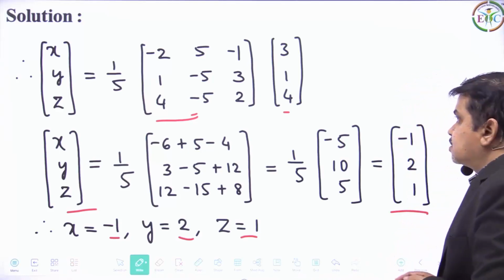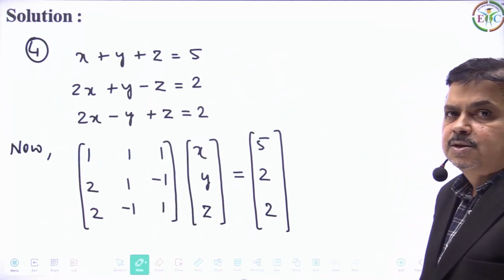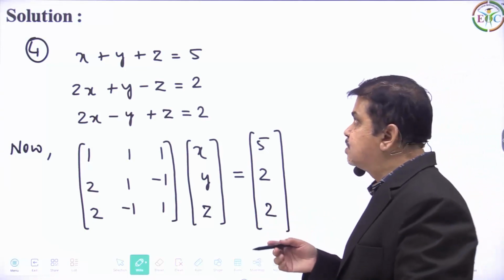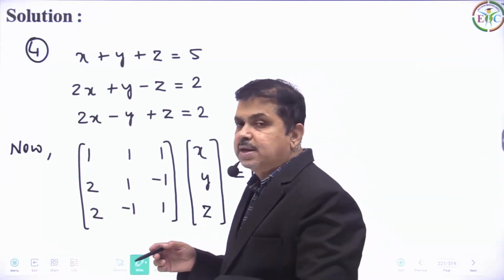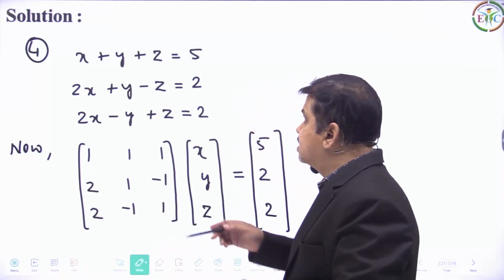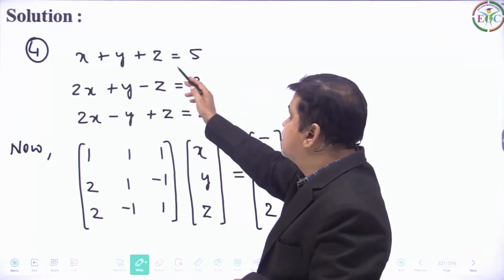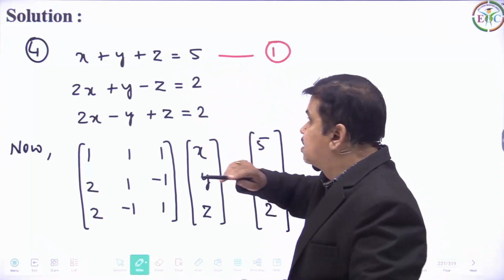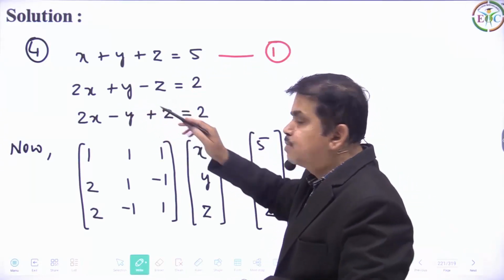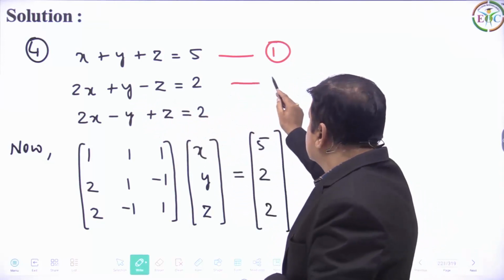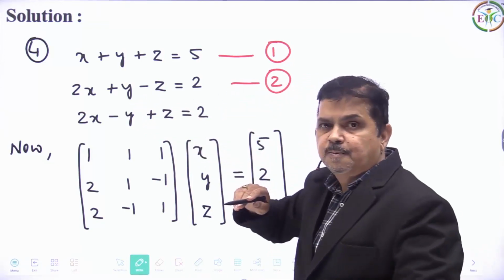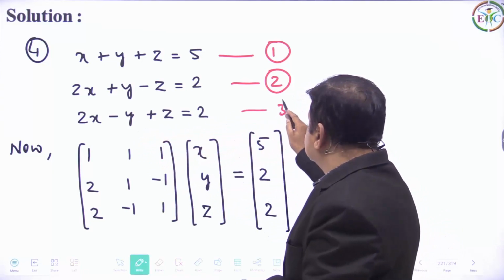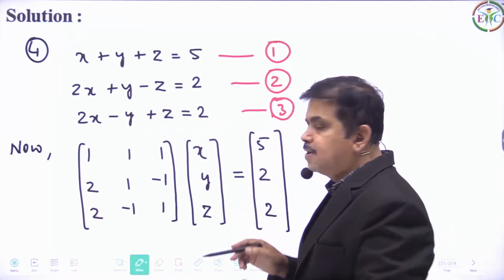Now, similarly on the same line, you can solve question number 4 also. So we have in question number 4 the given equations. That is X plus Y plus Z equal to 5, call this equation number 1. Then we have 2x plus y minus z equal to 2, call this equation number 2. Then we have 2x minus y plus z equal to 2, call this equation number 3.